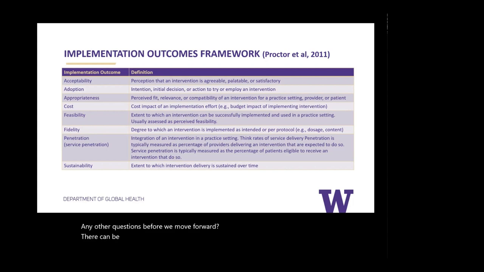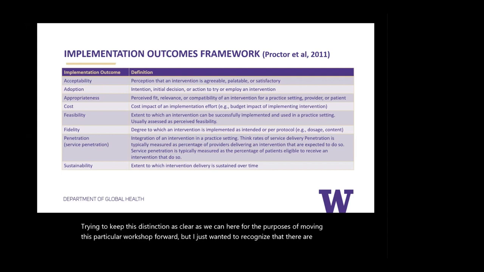I'll just make one more comment. There are things that are clearly in the category of implementation strategies, and it's not hard to figure out what. And then there are things that are clearly interventions designed to improve health or health outcomes. There are some things that are kind of ambiguous. They could be implementation strategies, they could be interventions. I don't want to muddy the waters. I'm trying to keep this distinction as clear as we can for the purposes of moving this workshop forward. But I wanted to recognize that there are circumstances under which we might consider something a strategy or an intervention, depending on how we're thinking about it.